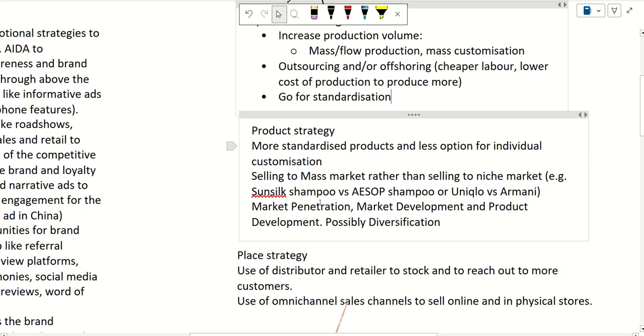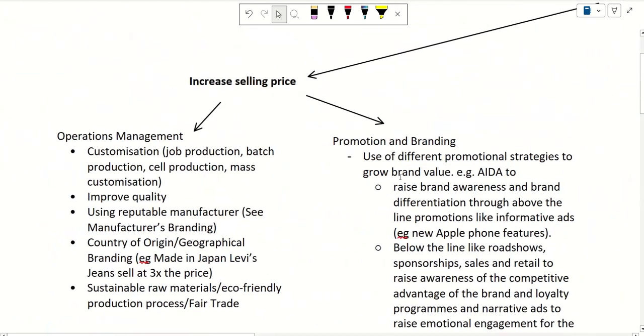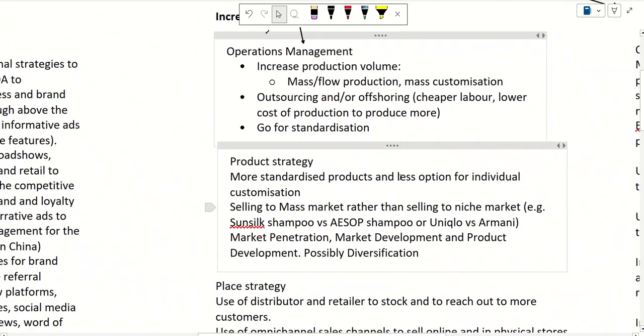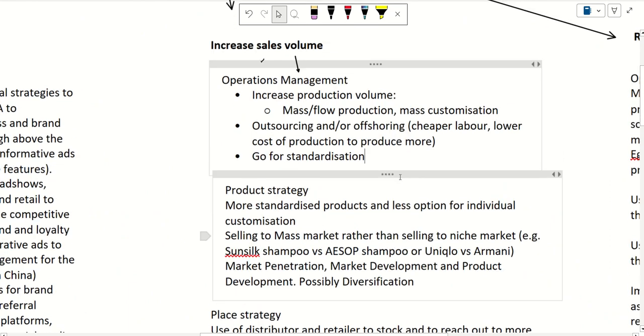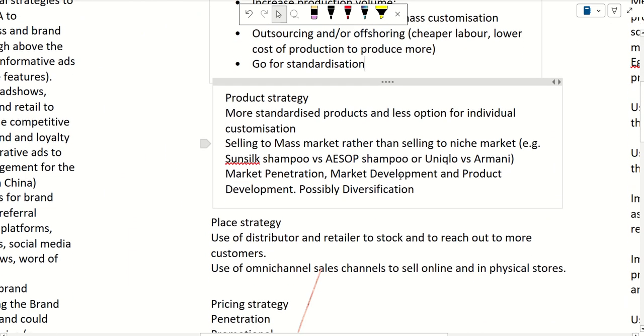Okay, product strategy. You notice the relationship. So you're going for more standardized product, and therefore there's less option for individual customization. Okay, you're also selling to mass market. You're not generally selling to a niche market or the wealthy market in general, because the market is usually smaller, although that market can command a higher selling price, the luxury market. Okay, so in this particular approach, you are usually doing more mass market, right?